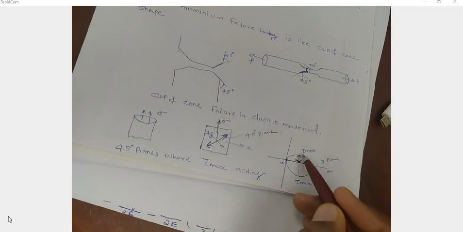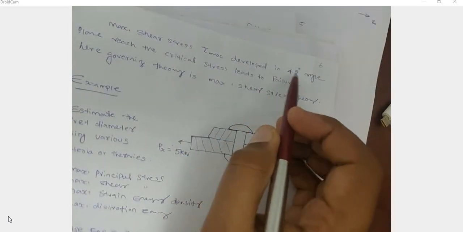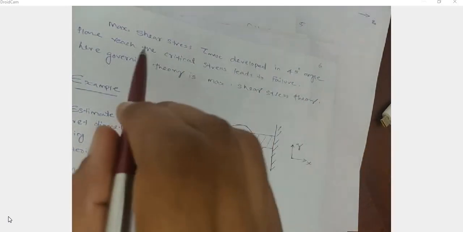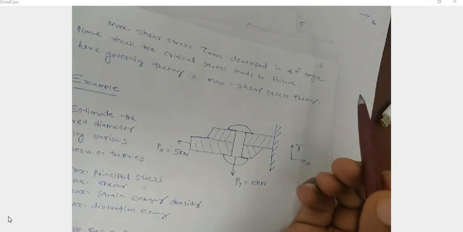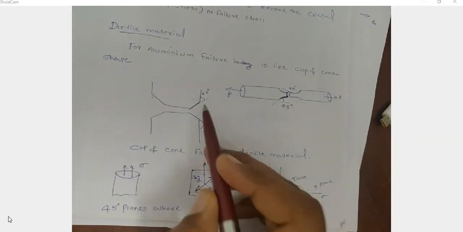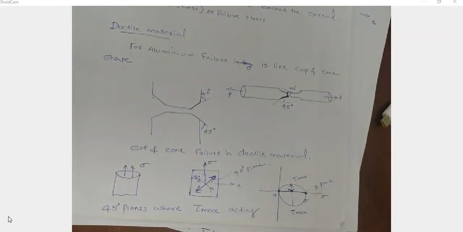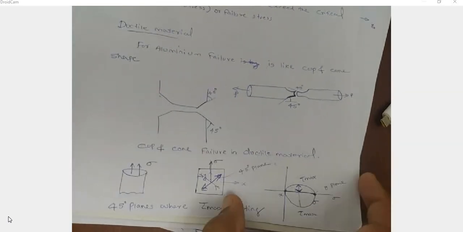And here the reason for the failure is the maximum shear stress, tau maximum, developed at an angle 45 degree plane reaching the critical value, leading to the failure. So in this case, for a ductile material, the shear stress developed is the reason for the failure. But for a brittle material, the normal stress or principal stress is the reason for the failure.